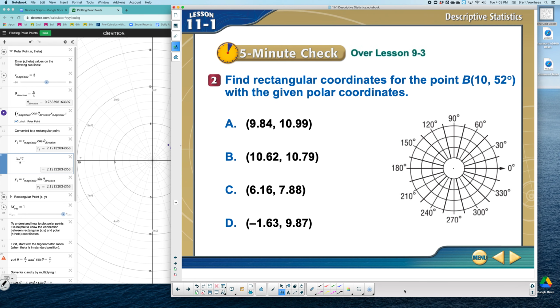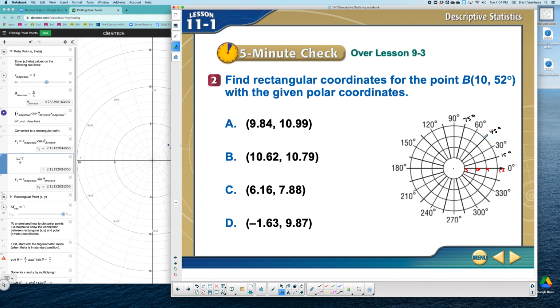Let's try number 2. It says find the rectangular coordinates for the point 10, 52 degrees. Alright, well this time I need to have circles out to 10, which I only have 1, 2, 3, 4 lines. So I'm going to count by 3s. So this is 3, 6, 9, that would be, whoops, not 10, that would be 12. So 10 is going to be a little bit larger than 9. If I label the degrees here, I would have 15 degrees, 30 degrees, 45 degrees. This would be 75 degrees.